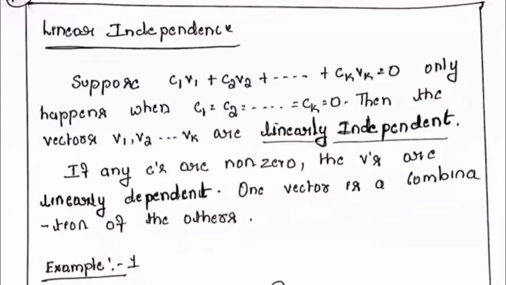What they mean to say is they have considered a linear equation c1 v1 plus c2 v2 and so on up to ck vk equals 0. In that, c1, c2 up to ck are constants, whereas v1, v2 are vectors, like the columns of a matrix. Column 1, column 2, column 3 are 3 vectors. Here they have taken k vectors.